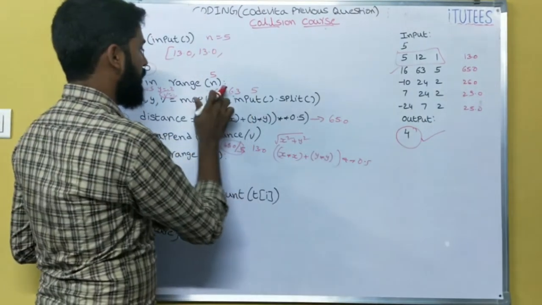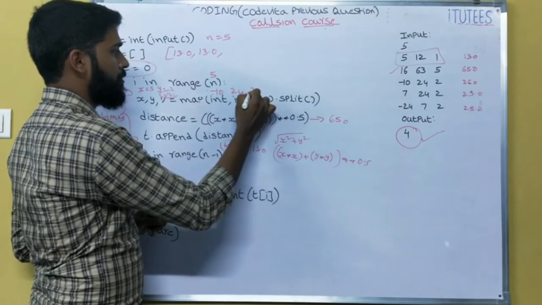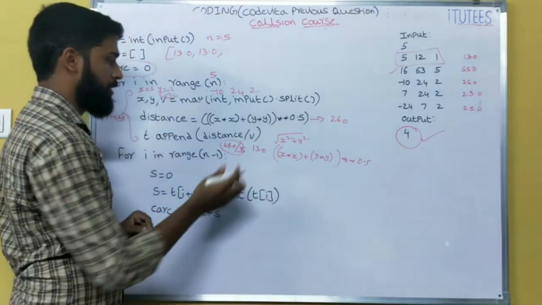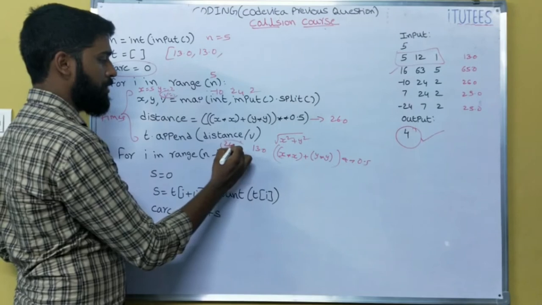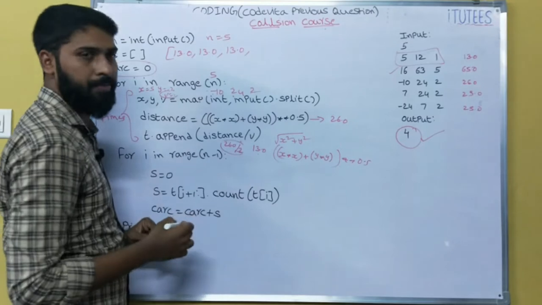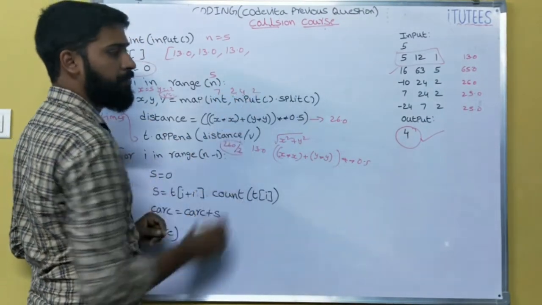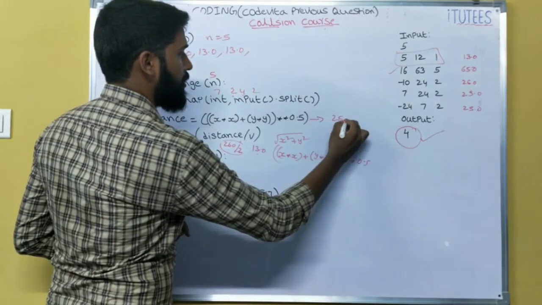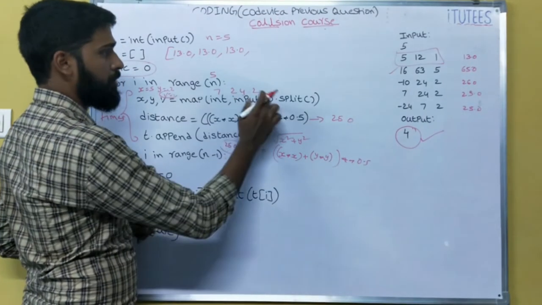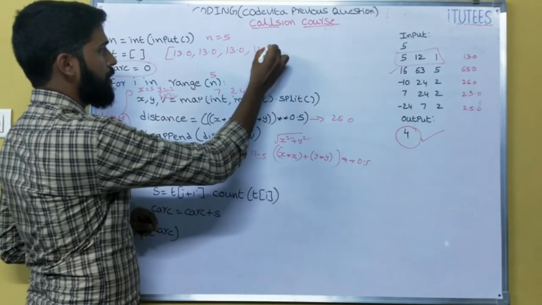In the next iteration, minus 10, 24, 2. If you calculate, we get 26.0 as the distance. So 26.0 by velocity 2 is 13.0. That is appended to t. In the next iteration, 7, 24, 2. We get 25.0 as the distance. So 25.0 by what is the v? 2. That means 12.5. So appended to t.